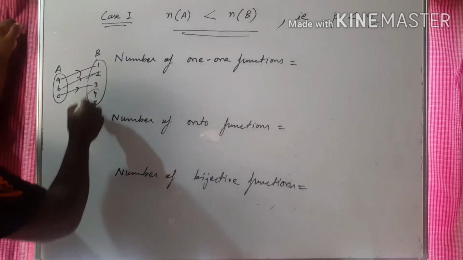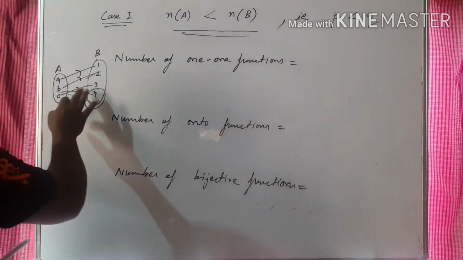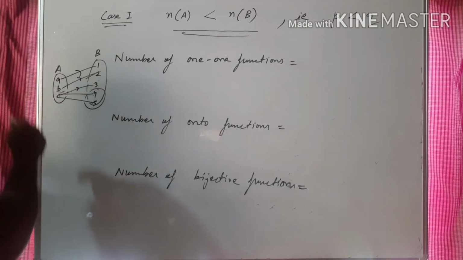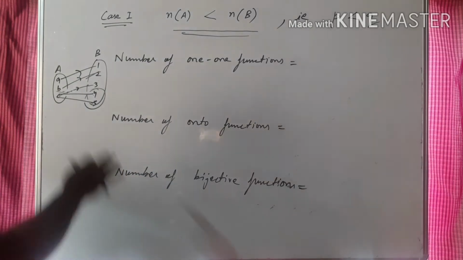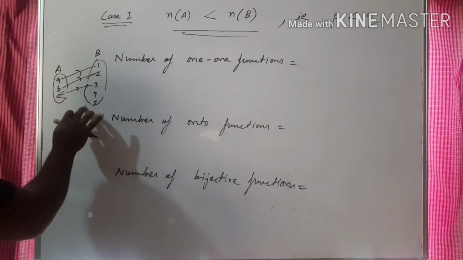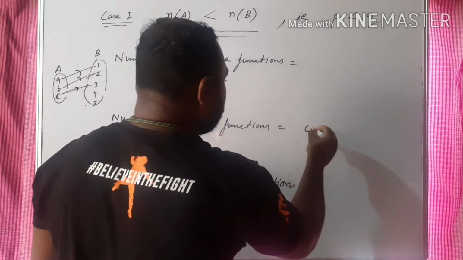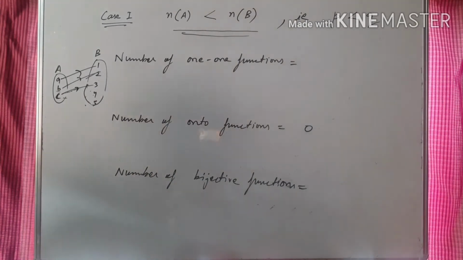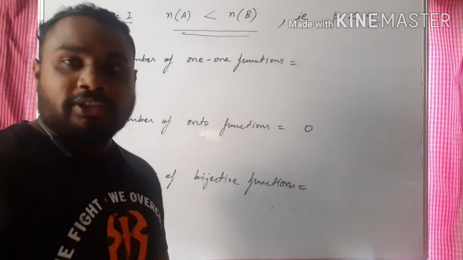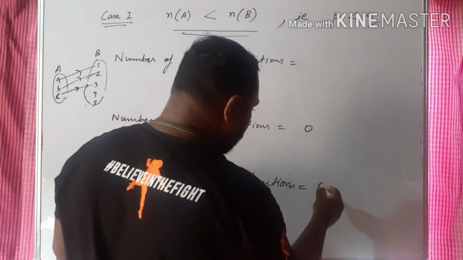Onto means what? All the elements in set B must be related with the elements of set A, isn't it? So that is never possible. If I want to relate all these elements with the set A, then it will be no longer a function, isn't it? So an onto function is not possible here, and so the number of onto functions will be 0. And if the number of onto functions is 0, then the number of bijections will also be 0, isn't it? Because bijection means one-one onto. So the number of bijective functions also will be 0.